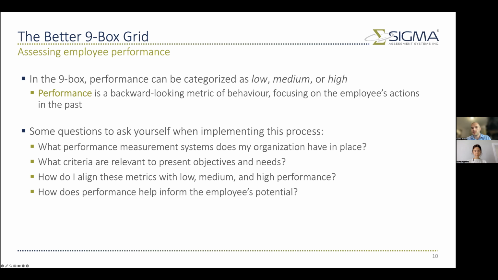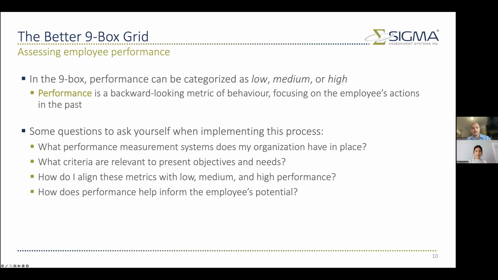So there could be a whole range of different key performance indicators or KPIs relevant to all sorts of different jobs. There's a huge list of different things that could be classified as performance, but I'm sure you get the point. Some useful questions that one might ask when implementing the 9-box process in the context of performance is, what performance measurement systems does my organization have in place currently? In other words, what information can I actually draw upon?